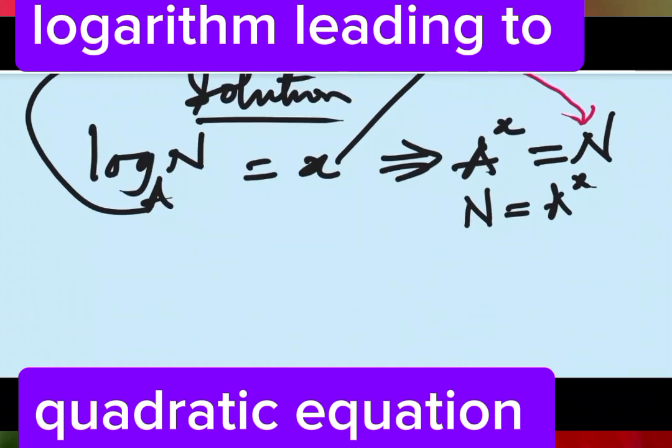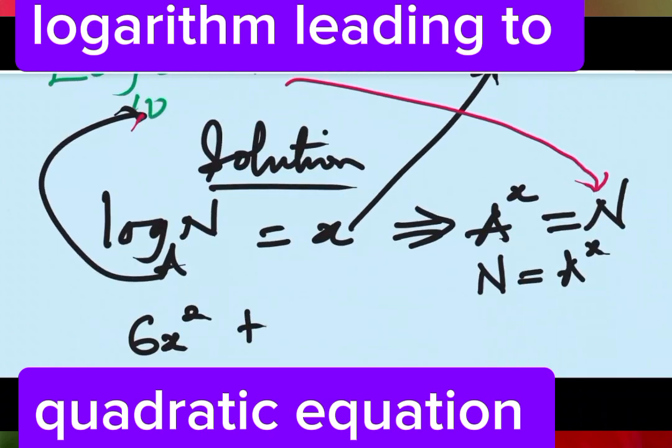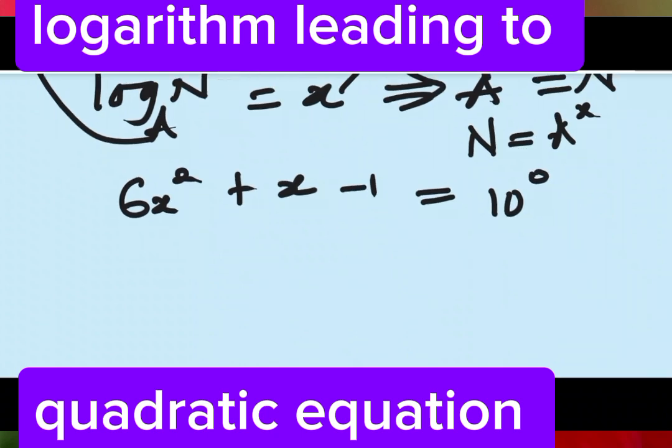So what is n? n is 6x squared plus x minus 1 is equal to, what is a? a is 10. And what is x? x is 0. Good. So 6x squared plus x minus 1 is equal to what? Anything raised to power 0 is 1.